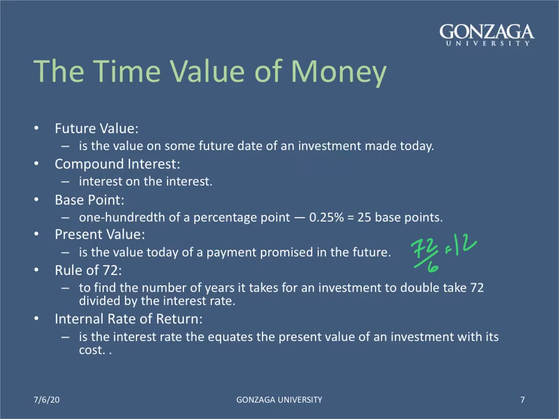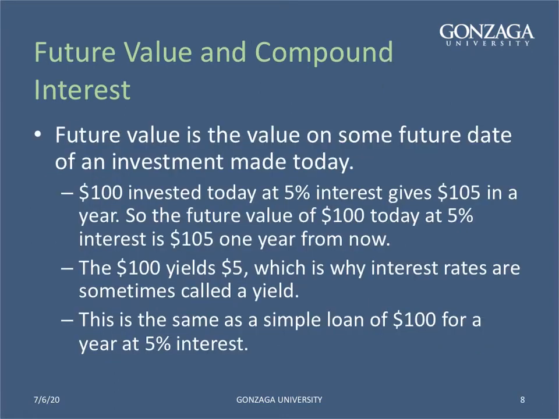So again, just a bunch of key terms here, right? Okay, so let's start with future value and compound interest. We're going to do a real simple example, and first we're going to start with $100. We're going to invest $100 today, and it's going to earn 5% interest.